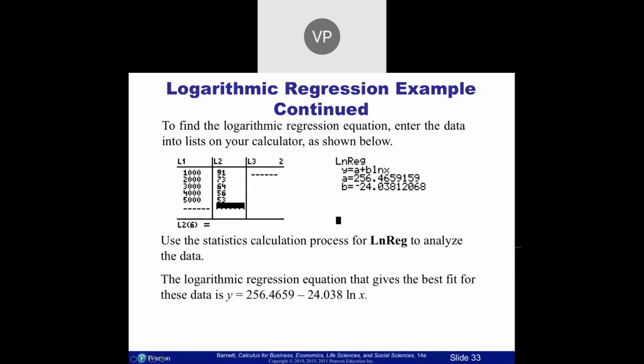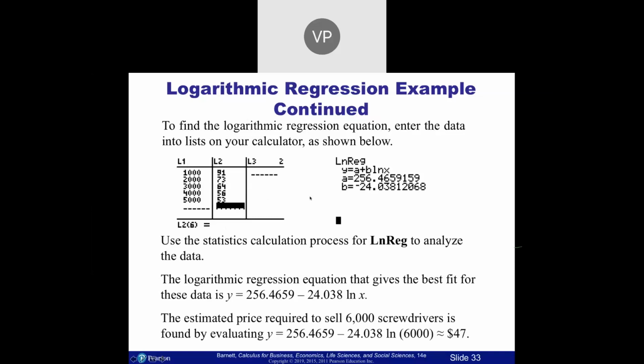So you replace a with the 256. It tells you what the b is, negative 24. You put it in here, and now you have an equation of x and y. Now if you want to know what you think it's going to be at 6,000, 7,000, 25,000, you plug it in for x, and then you figure out what this other value is in the second column. So this is what they do. They found the equation, then they plugged in 6,000. Use your calculator, and you get this $47. In this case, it was a cost. So that's how that one works.